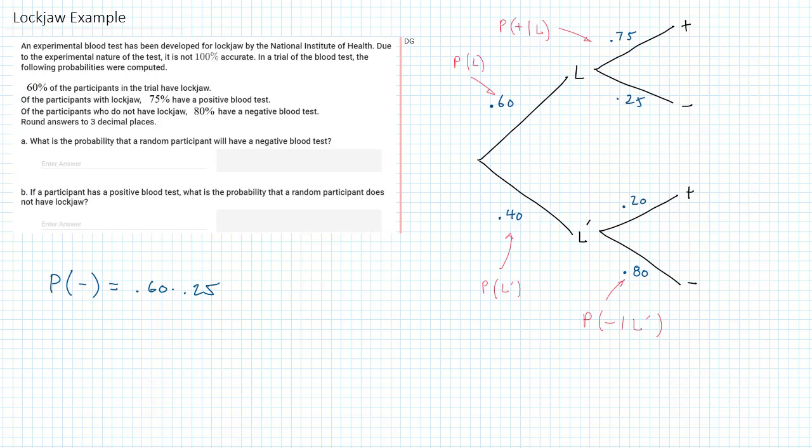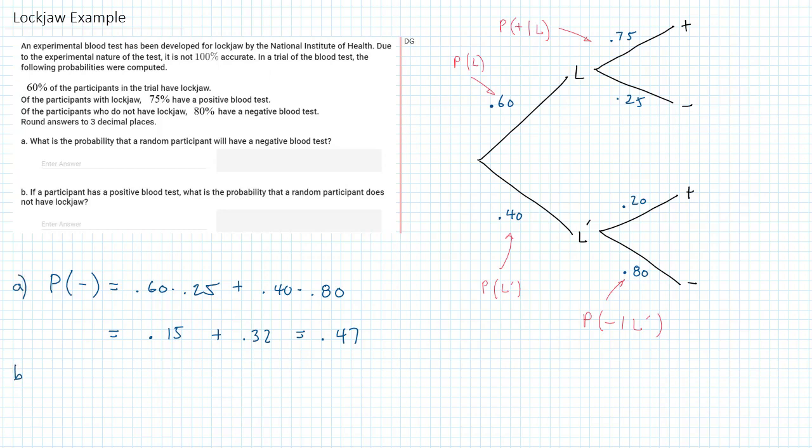However, remember, we can get to a negative test by not having lockjaw. So the complement of L and then to a negative test. And along that branch, it's 0.40 times 0.80. Separate branches add because there are two different ways to get to negative. And now we just need to work those out. So the first term here multiplies to 0.15. The second term multiplies to 0.32. Add those together, we get 0.47. So the likelihood of a negative test is going to be 47%.